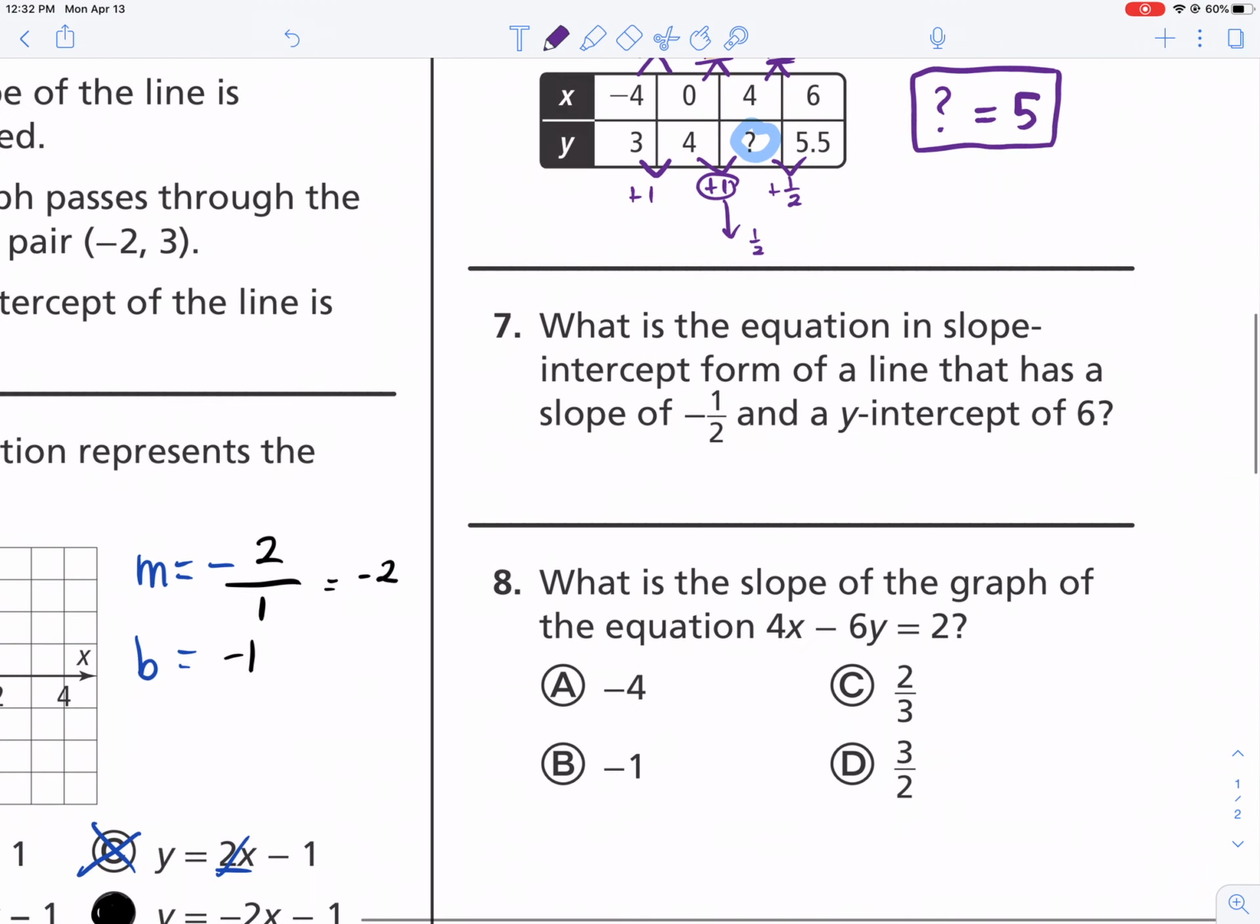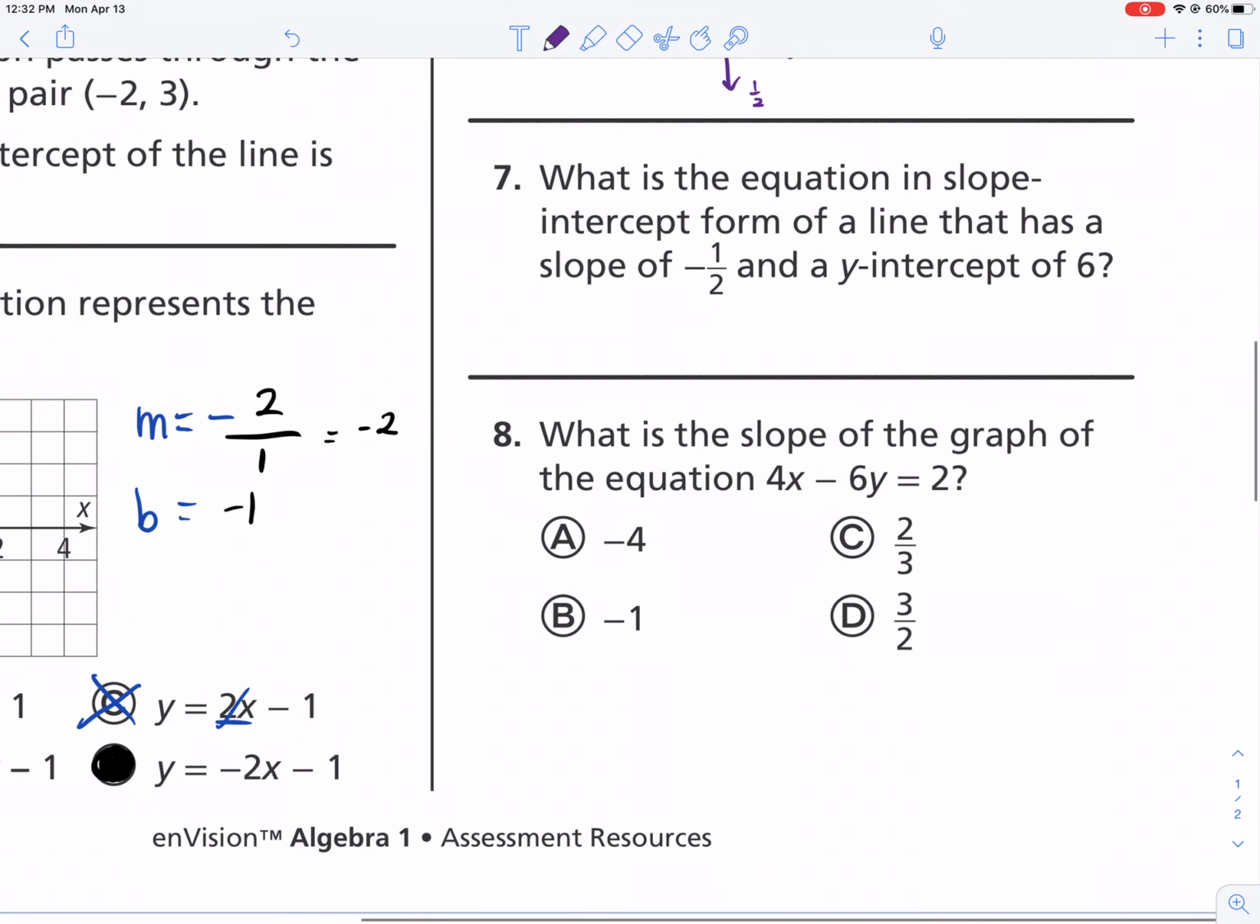Okay, number 7. What is the equation in slope-intercept form of a line that has a slope of negative 1/2 and a y-intercept of 6? So another one, it's practicing our y equals mx plus b. And so we're going to do a slope of a negative half x plus 6, where we're just going to plug in our value of b.